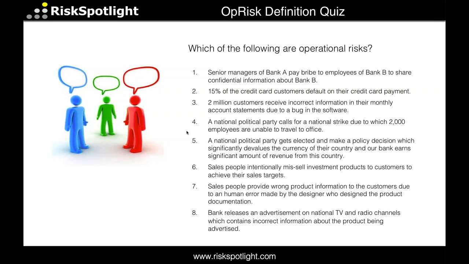So yeah, that's again something it's either people, that if it was just a human error, then it's a people-related failure. If it was process, then it could be process-related failure. So it's definitely an operational risk. And the last one, 8, is bank releases an advertisement on national TV and radio channels which contain incorrect information.